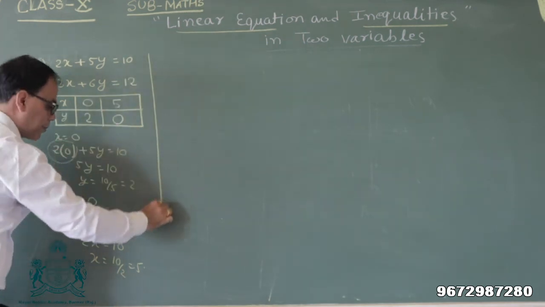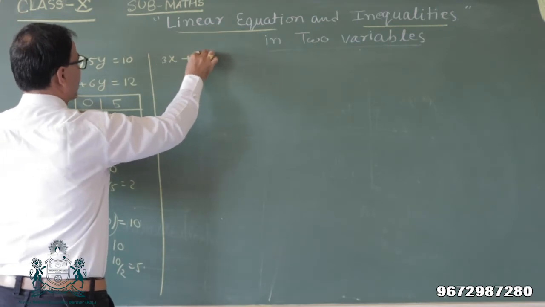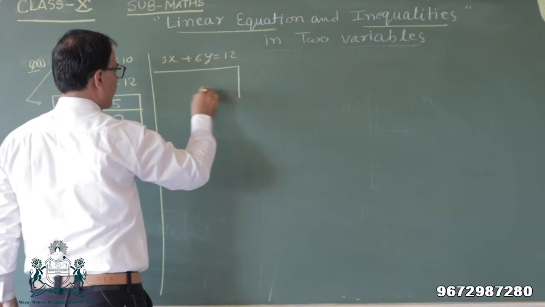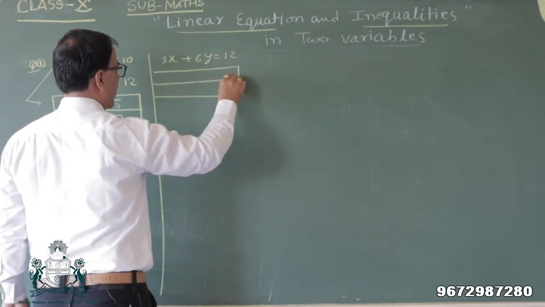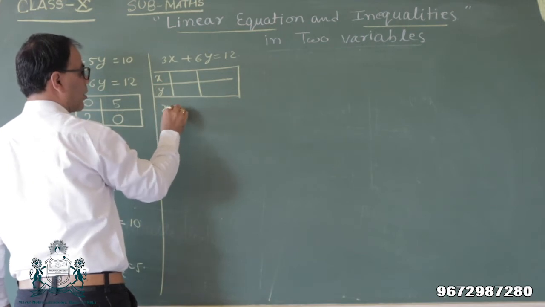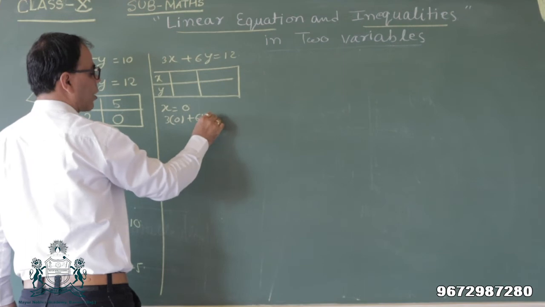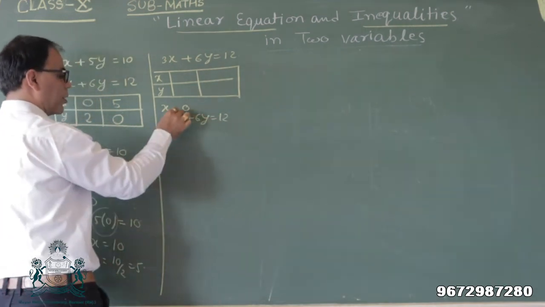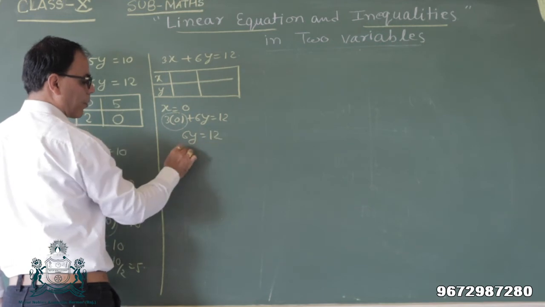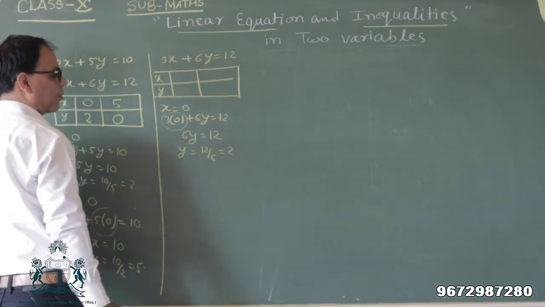Second equation and find solution, 3x plus 6y equal to 12. Table, first x equal to 0, 3 multiply by 0, 6y equal to 12. This number is 0, 6y equal to 12. y equal to 12 by 6 and 2.